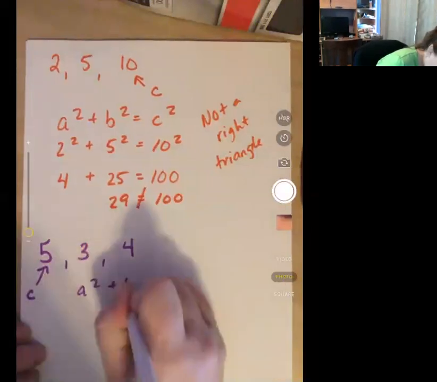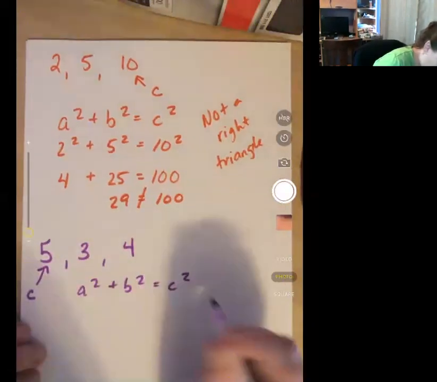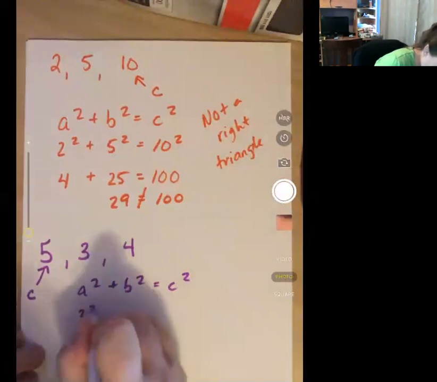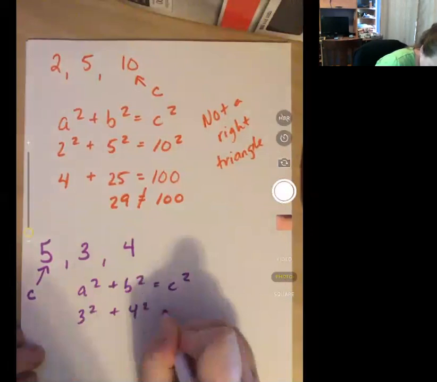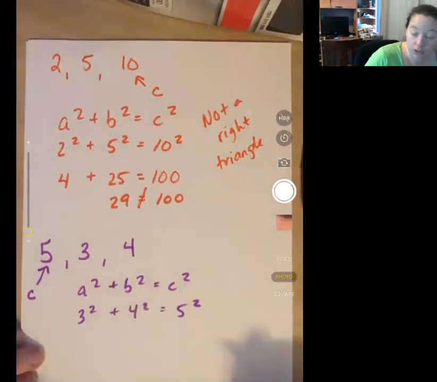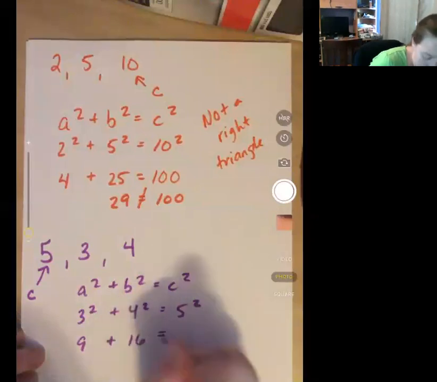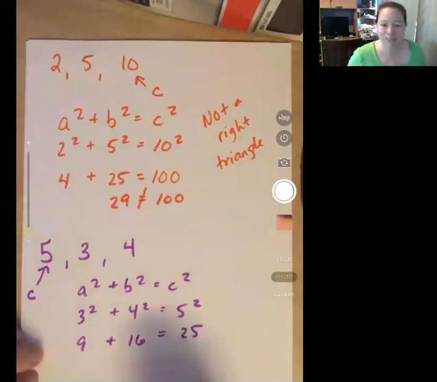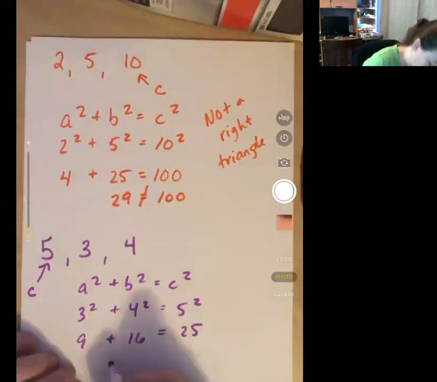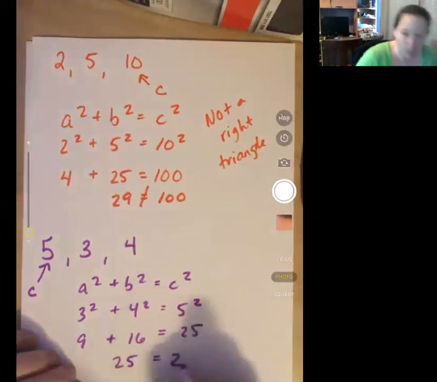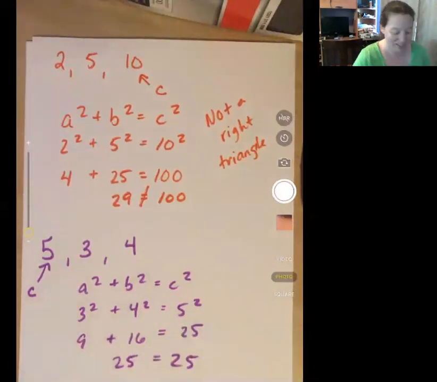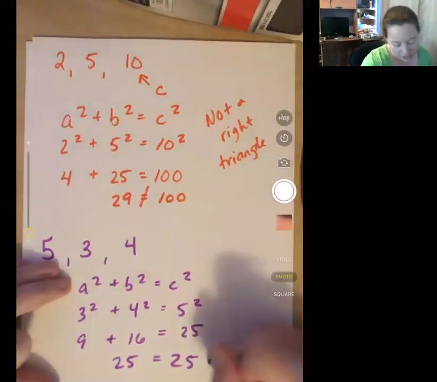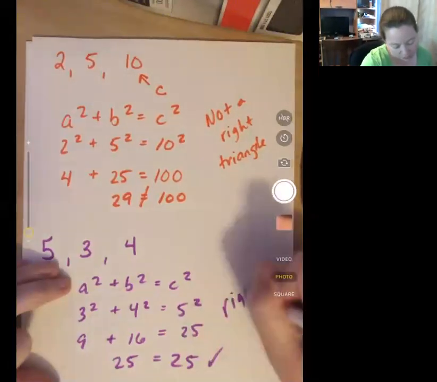A squared plus B squared is equal to C squared. So I'm going to just go 3 squared plus 4 squared is equal to 5 squared. 3 squared, 3 times 3, 9, plus 4 squared, 4 times 4, 16, is equal to 5 squared. 5 times 5, 25. 9 plus 16 is 25. Is 25 equal to 25? Yes, it is. So this is a right triangle.